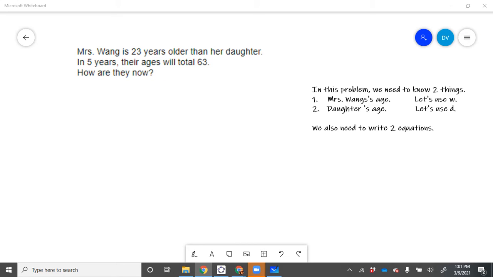Okay, this word problem says that Mrs. Wang is 23 years older than her daughter, and in 5 years, their ages will total 63. They want to know how old they are now.